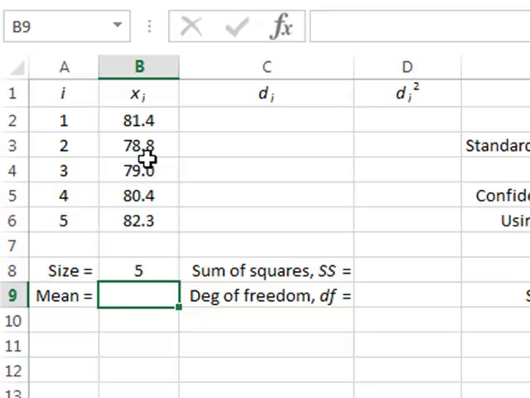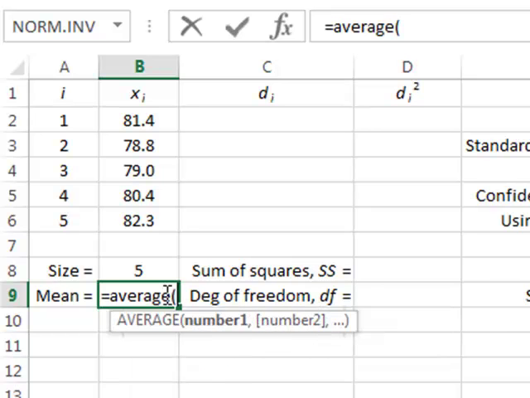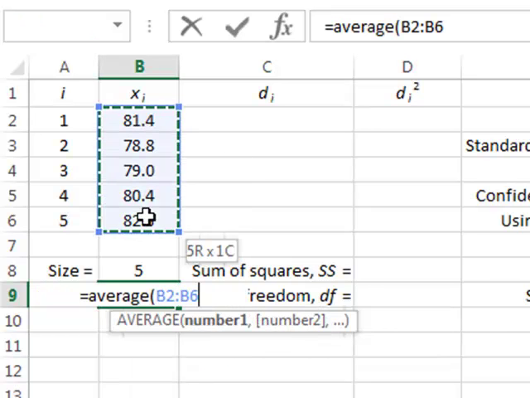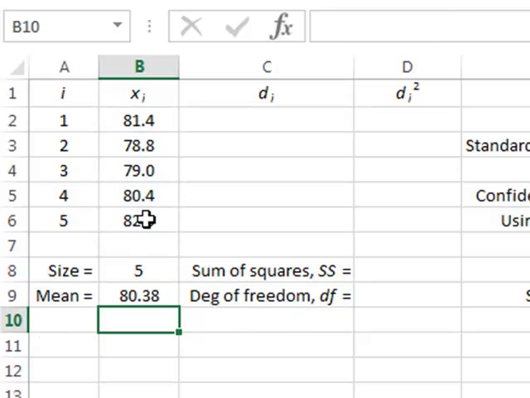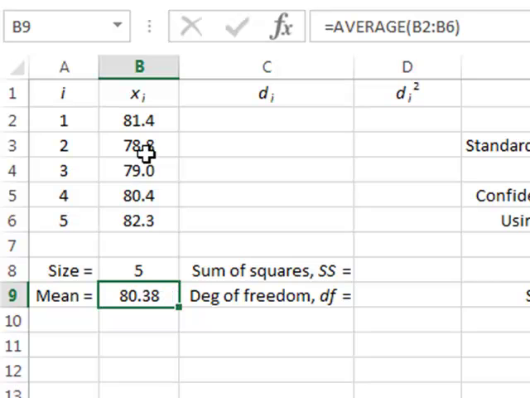For the mean of a sample, we use the Excel function average, again highlighting the range of values, gives us a mean value or average value for these set of 5 values of 80.38. So 80.38 is our best estimate of the true population mean from which these values were randomly selected.